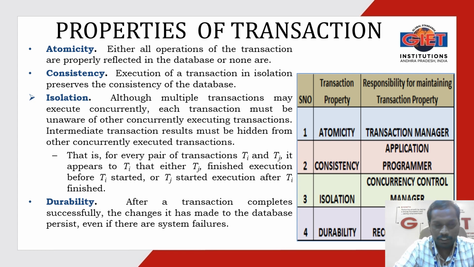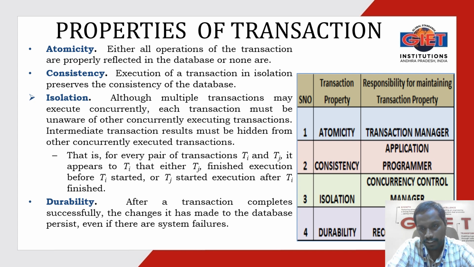Now coming to the first property, that is atomicity. Either all operations of the transaction are properly reflected in the database or none of them. That comes under atomicity. That is, the transaction has to be 100% complete or 0% complete. This particular property we call atomicity, and this property has to be there in the transaction.